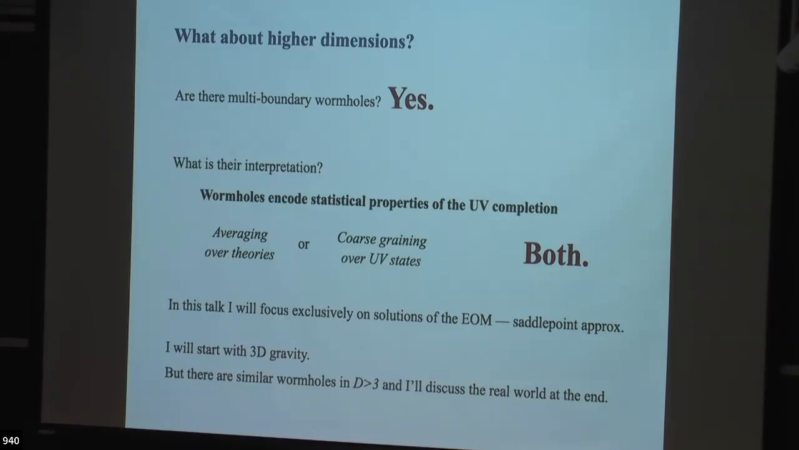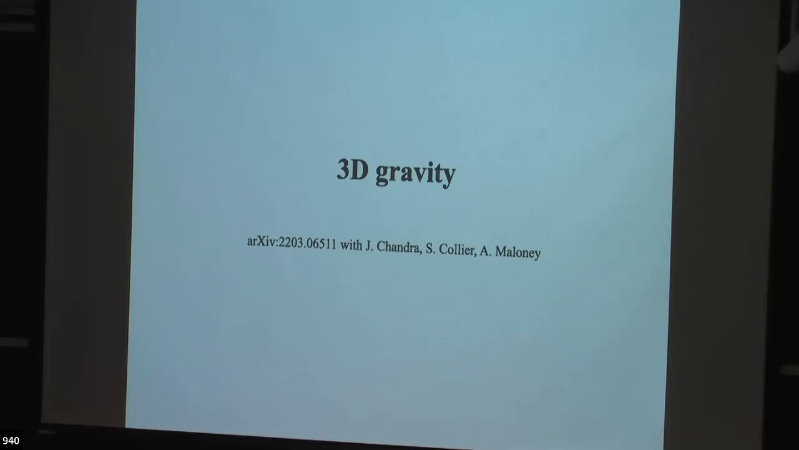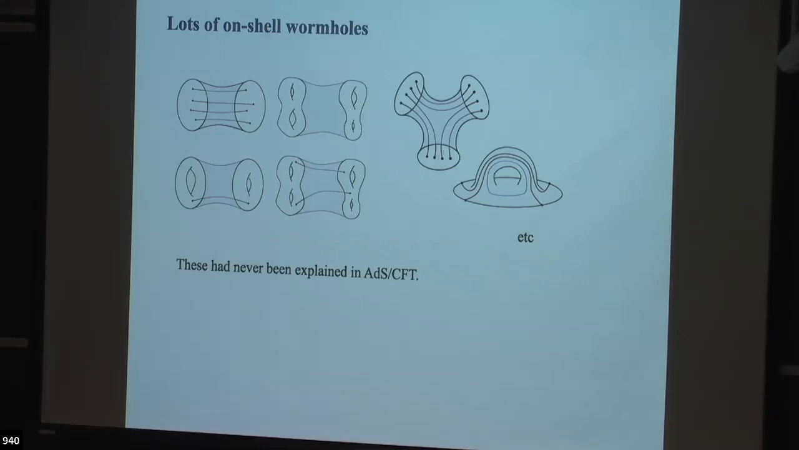I'm going to start with 3D gravity, but there are similar wormholes in higher than three dimensions, and I'll discuss those after we do three dimensions, and discuss the real world at the end. So let me start with 3D gravity. 3D gravity with a negative cosmological constant has lots of wormholes. A lot of these were known already, and written down explicitly. Some of them are new, in the sense that they hadn't exactly been written down in closed form.